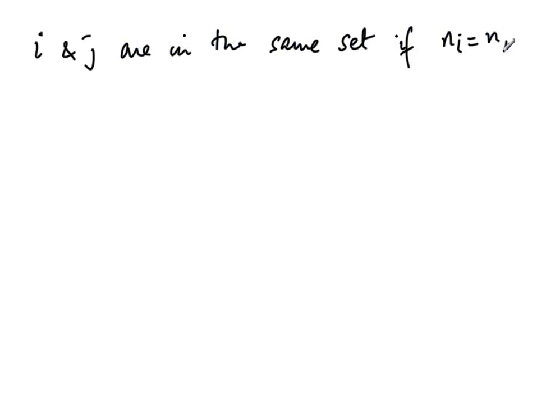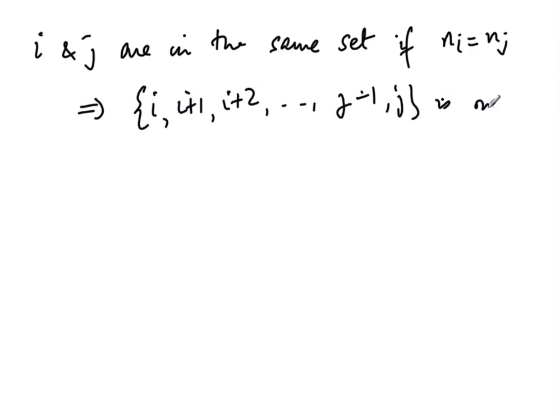if N_i is equal to N_j, and this implies that i plus 1, i plus 2 up to j minus 1 and then j is one set, right? So if i and j belong to the same set and i is less than j, then everything in between must also belong to the same set. Now sets are disjoint because two different sets cannot share an i. If two sets share an i, then both of them have the same N_i, so it's the same set.